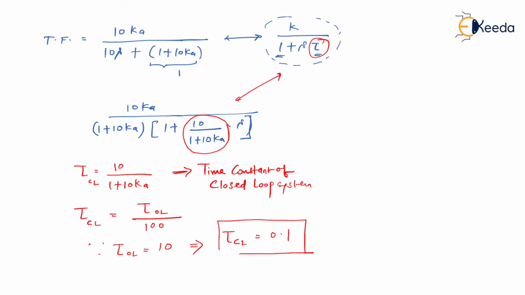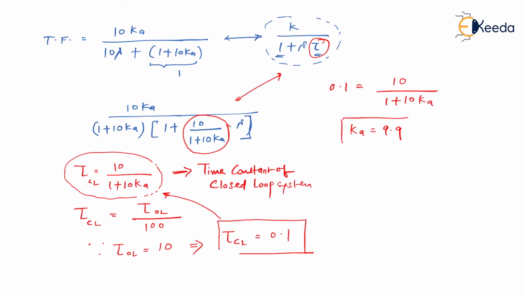Am I right? So what I'll do over here, I'll just substitute in this expression which we already had for the time constant for the closed loop system. So 0.1 is equal to 10 upon 1 plus 10 Ka. I hope you got my point. So in this equation we have only one unknown, which is nothing but Ka. So Ka, after solving, we'll see it comes out to be 9.9.